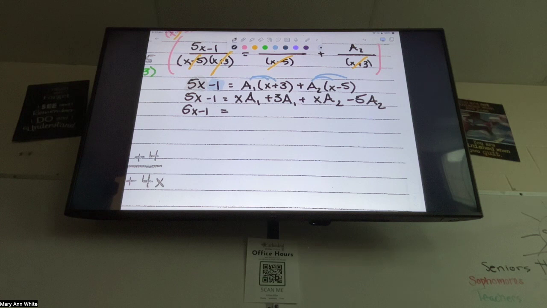And then I'm going to put my two x's together. So I'm going to do x a sub 1 plus x a sub 2. Those two are going to go first. Then I'm going to do my two constants together at the end. Plus 3 a sub 1. And then minus 5 a sub 2.